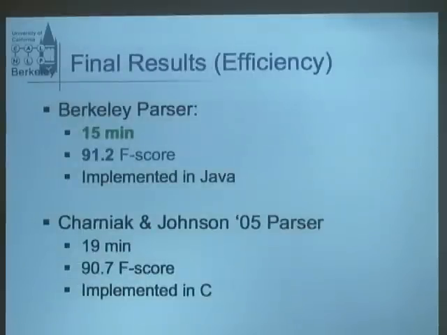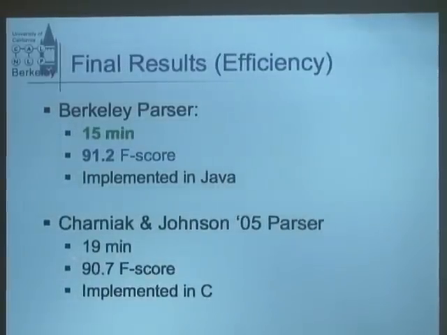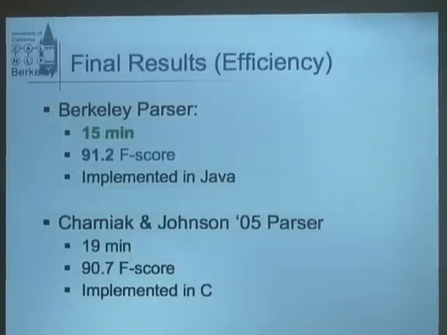So final results in terms of efficiency, we compared to Charniak and Johnson's parser, which is arguably the state-of-the-art parser on English. We are a little bit faster. We are a little bit more accurate, and our parser is in Java rather than in C. So if we ported it to C, it would probably be even faster.